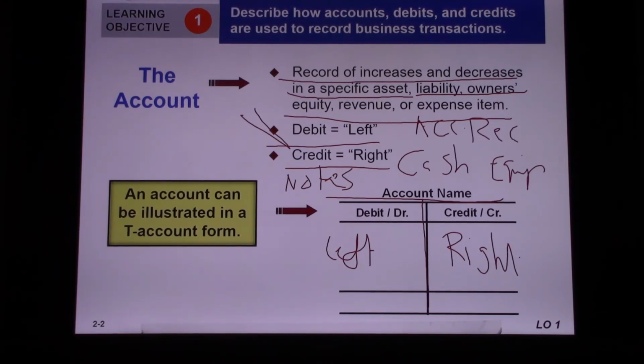So the T account consists first of the title, the account name, which is here. You have to write first the name of the account, then the left side, which we can call debit or DR as an abbreviation, and a right side or credit side, which we can call credit or CR as an abbreviation. And because the format of an account looks like the letter T, we will refer to it as a T account.